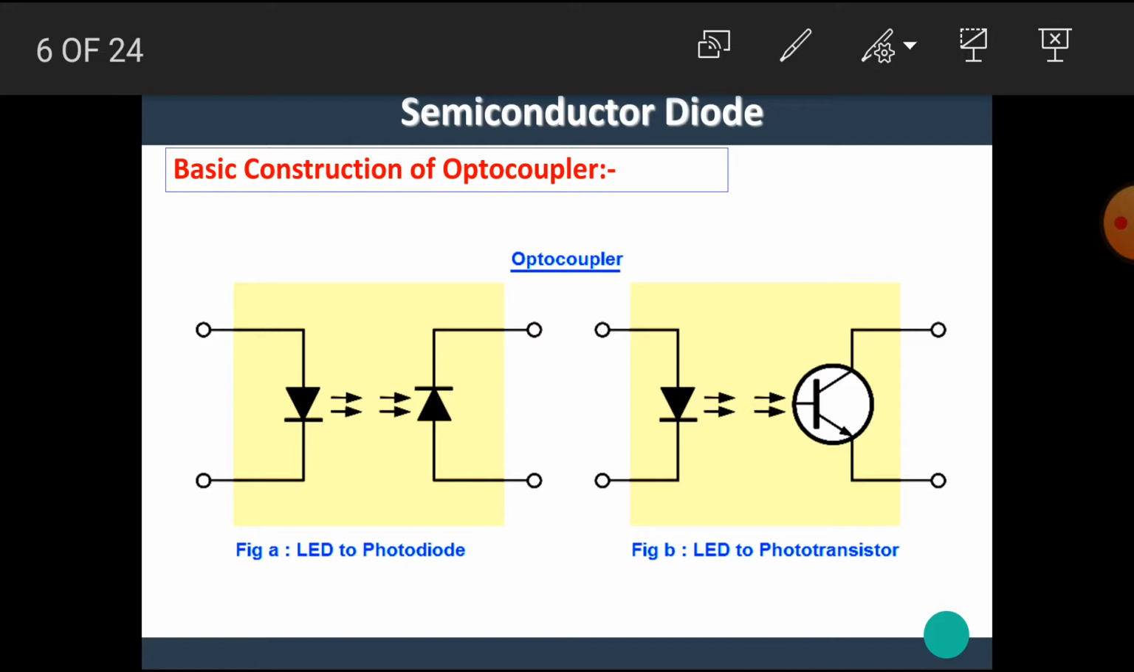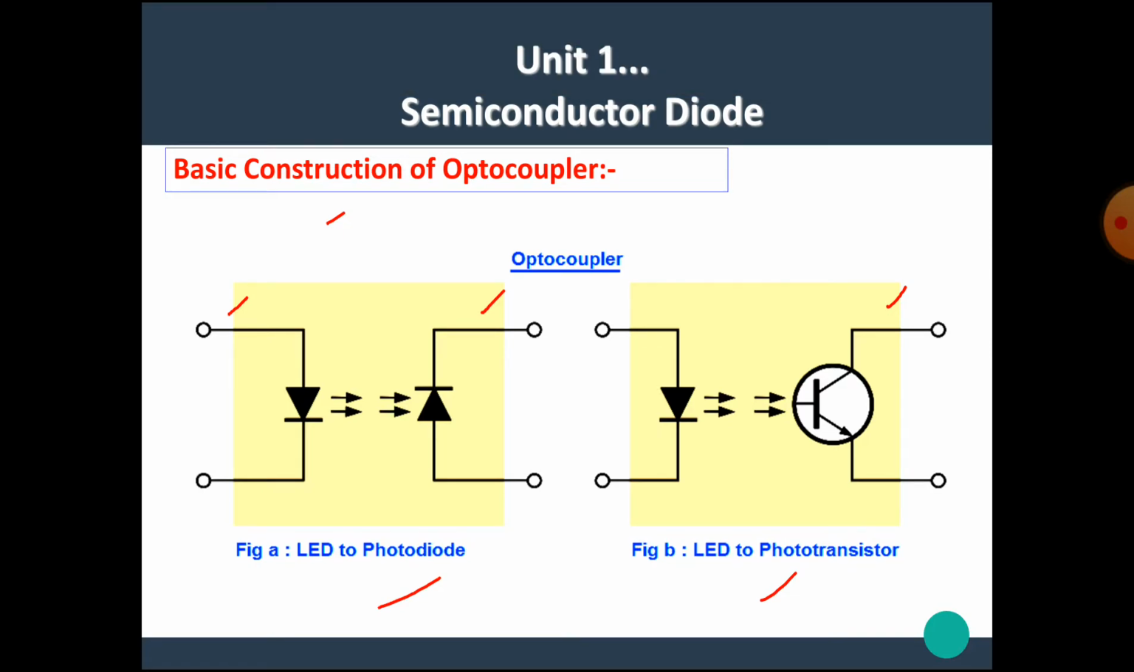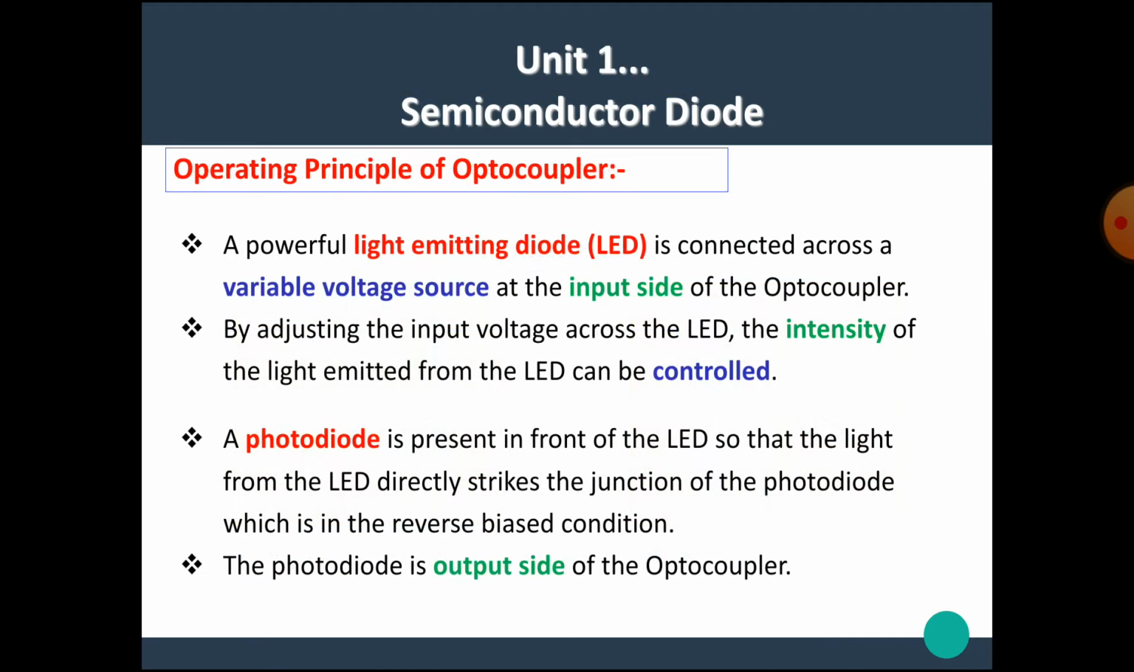There are different types of optocoupler depending upon their construction. In this type of optocoupler, the LED is used to transfer light energy while a photodiode is used to detect it. And in this type of optocoupler, a phototransistor is used to detect the light emitted from the LED. I hope you all understand the construction of the optocoupler.